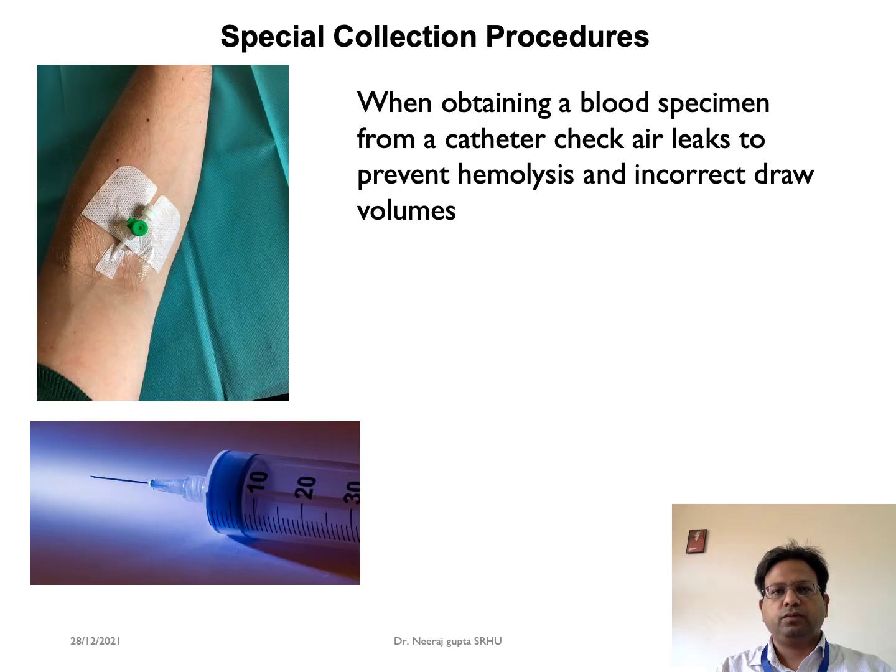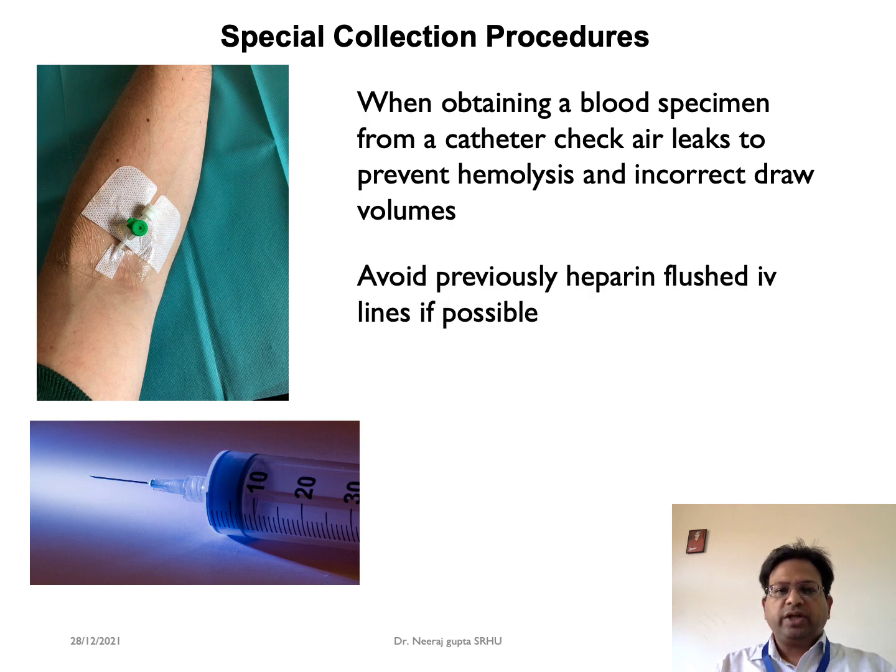Now, when obtaining a blood specimen from a catheter, the components of the blood collection system, which are catheter, lever lock, syringe, and needle and collection device, should be checked for air leaks, which may cause hemolysis and incorrect draw volumes if overlooked. Now, collection of blood through lines that have been previously flushed with heparin should be avoided if possible.